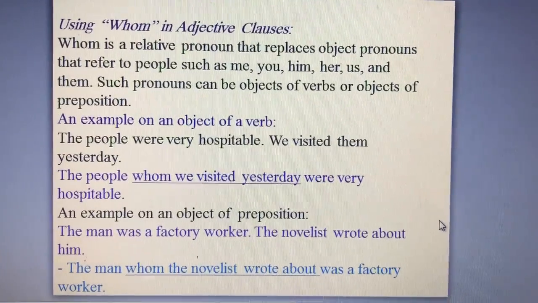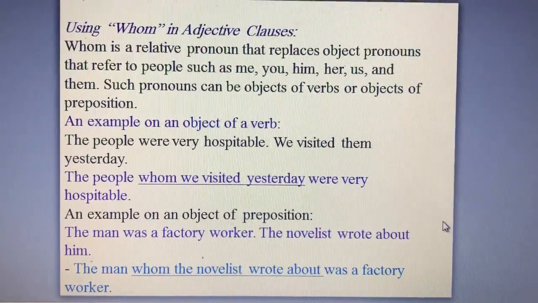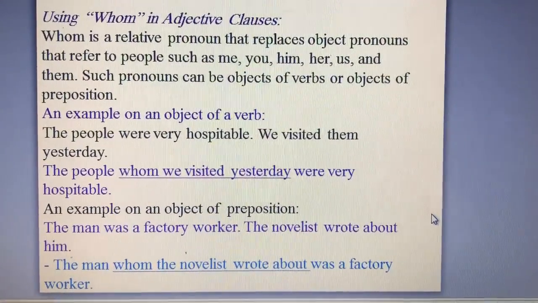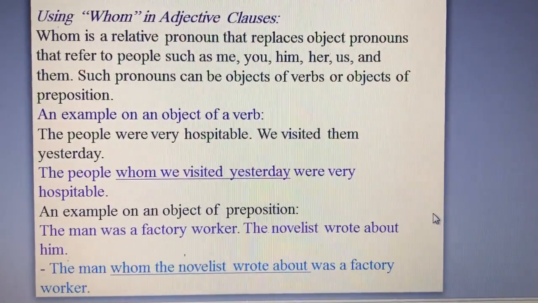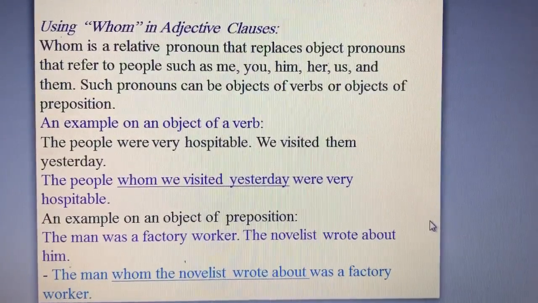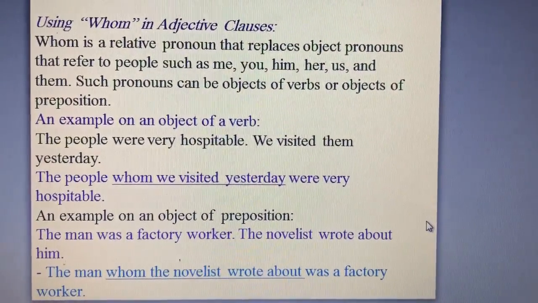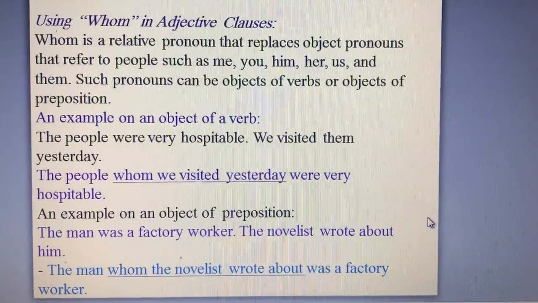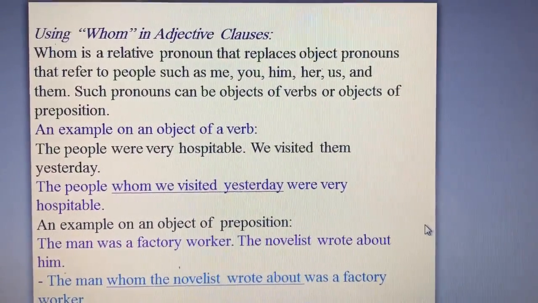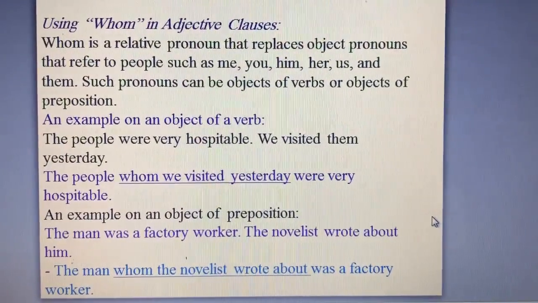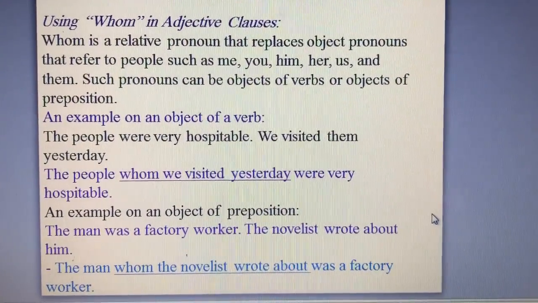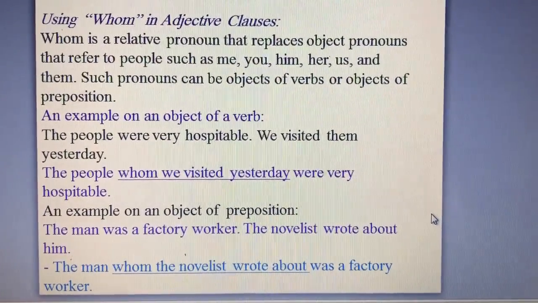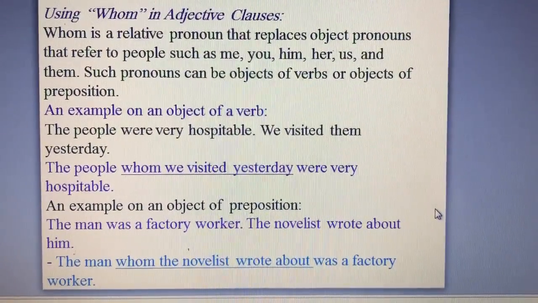Here is an example of an object of a verb. The people were very hospitable. We visited them yesterday. If you look at this example, we have two independent clauses, two complete sentences. In the first clause, the noun people is the word that is modified. In the second clause, we have an object pronoun, them. It follows the verb visited, so it's an object of this verb, and it refers to the noun people. It should be omitted from the adjective clause and replaced by whom.